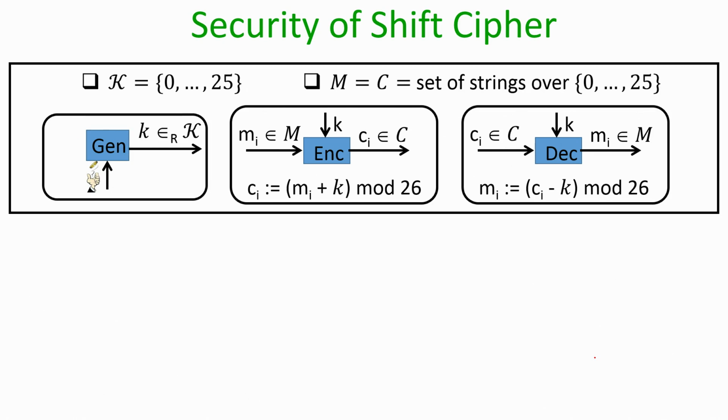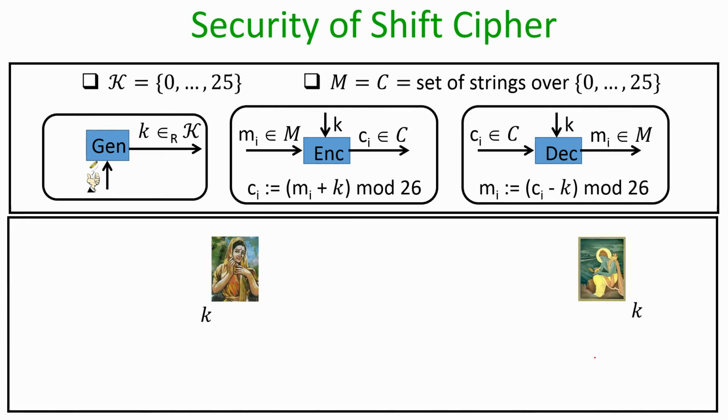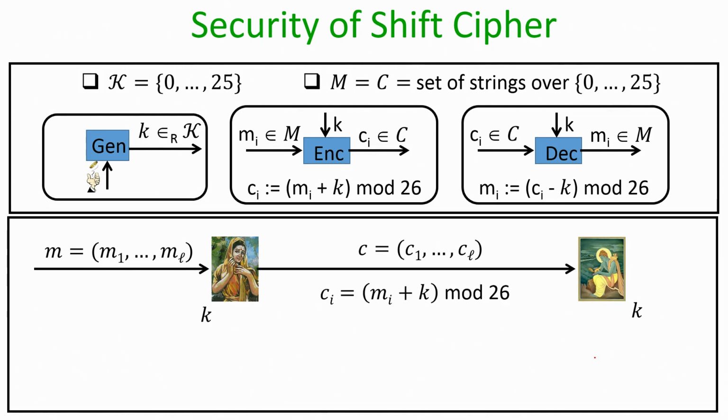So, now let us try to analyze the security of shift cipher, and we will do the analysis in the simplest possible attack model, namely the ciphertext only attack model, where the scenario is the following. We assume that we have a sender and a receiver, and the sender has encrypted an English text consisting of L characters, where each of the characters belongs to the set 0 to 25, and there is a random value of shift which has been already agreed upon between the sender and the receiver.